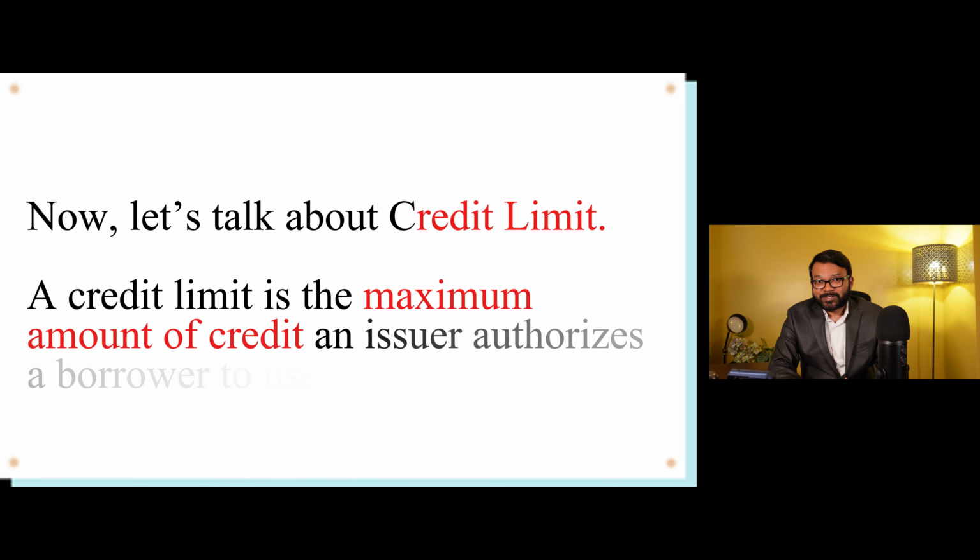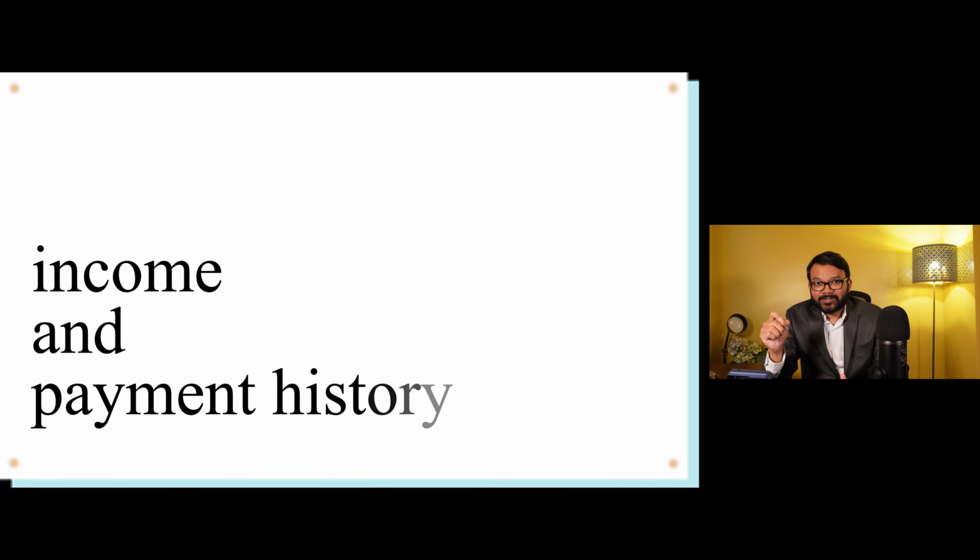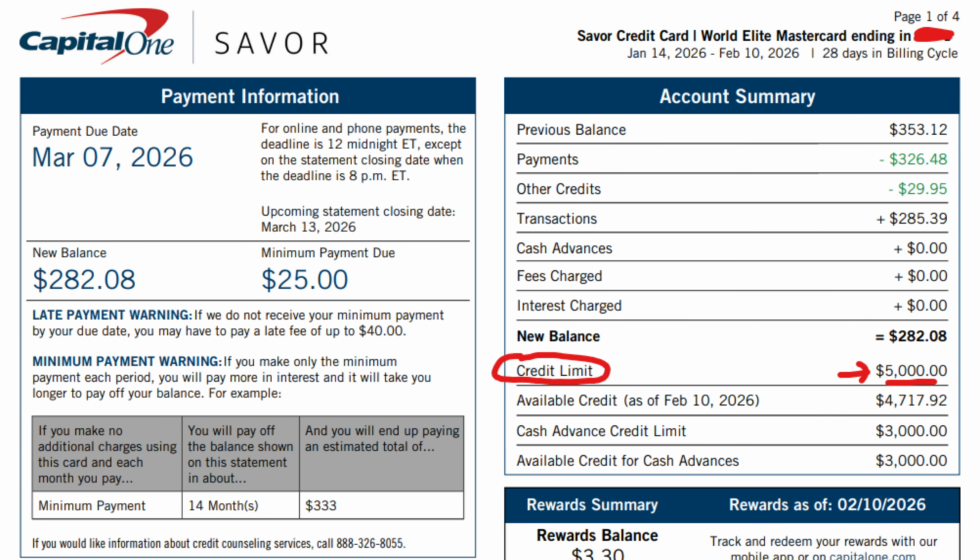Now let's talk about credit limit. A credit limit is the maximum amount of credit an issuer authorizes you as a borrower to use on a credit card or line of credit. Factors like income and payment history can help issuers determine credit limits. Usually you can find the credit limit on the first page of your statement.